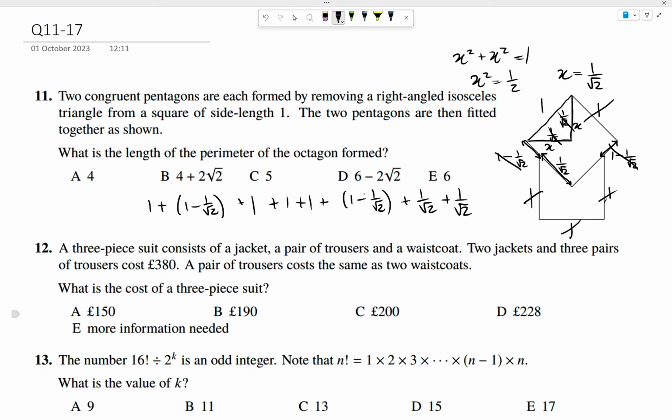And then I'm going to notice that this minus root 2 will cancel with this plus, this minus 1 over root 2 will cancel with that plus 1 over root 2. This minus 1 over root 2 will cancel with this plus 1 over root 2. And that just leaves 4. Sorry, not 4, 6. Because 1, 2, 3, 4, 5, 6. Yeah, 6.